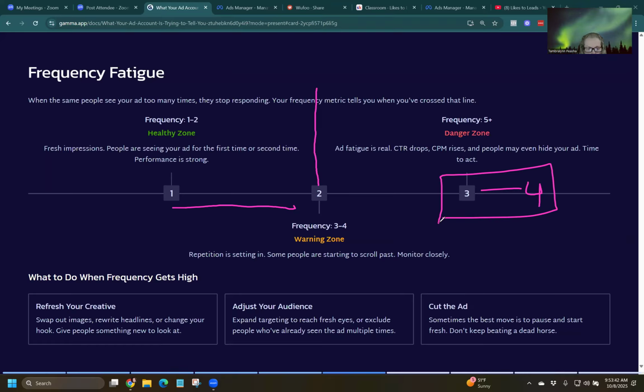So it's really weird. But if you're running your lead ads and you're running a general opt-in ad, engagement ad, we want these numbers to be under 2. Typically what happens, obviously, if your frequency gets high, reset the ad, refresh the creative.